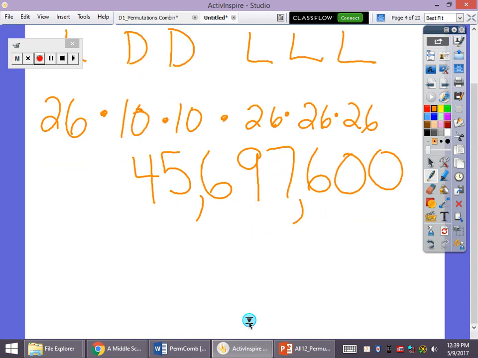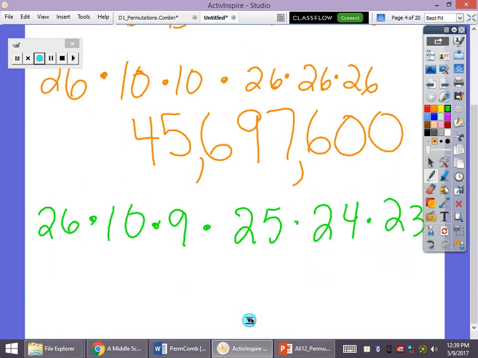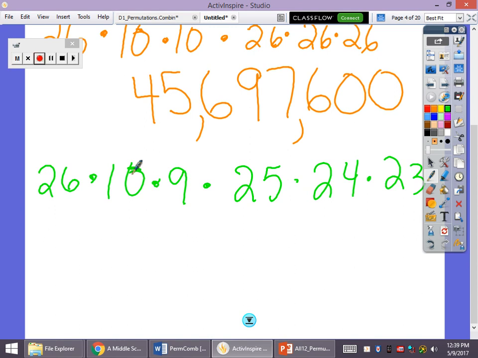All right, so we're going to change this, however. Texas now says that once you use a letter on the tag, you can't use it again. So the first position will still be 26 times 10 times 9 times 25, 24 times 23. How many combinations does that get me? Okay, say it to me. 3, 2, 2, 9.